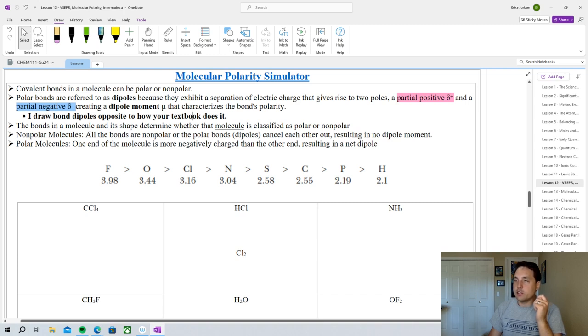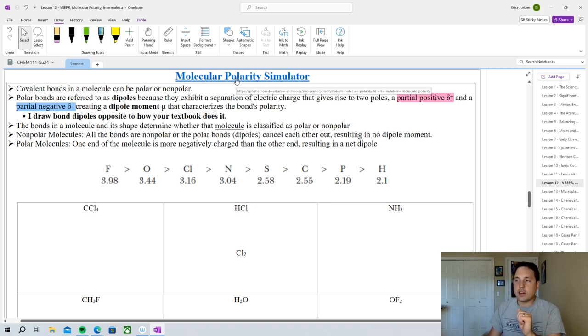We want to pay attention to the overall shape, too, of this molecule. That can help us figure out really quickly whether the molecule will be classified as polar or nonpolar. For a nonpolar molecule, all these bond dipoles are going to cancel each other out, resulting in no dipole moment. And then for polar molecules, one end of the molecule is going to be more negatively charged than the other, resulting in a net dipole.